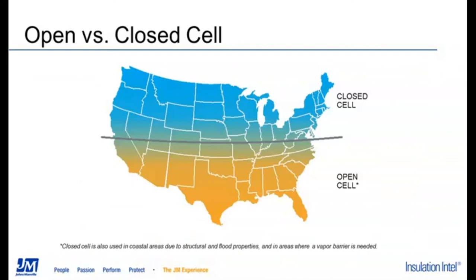Typically how this falls in the United States is that open cell is used below the Mason-Dixon line and closed cell is used above the Mason-Dixon line. And this is really driven again by the delta between the coldest temperatures in the year and the warmest temperatures. The bigger swing that you have, the more insulation you're gonna want in the wall. That's why you move to closed cell up north, because you have a much smaller, thinner footprint than you would if you had to use open cell.